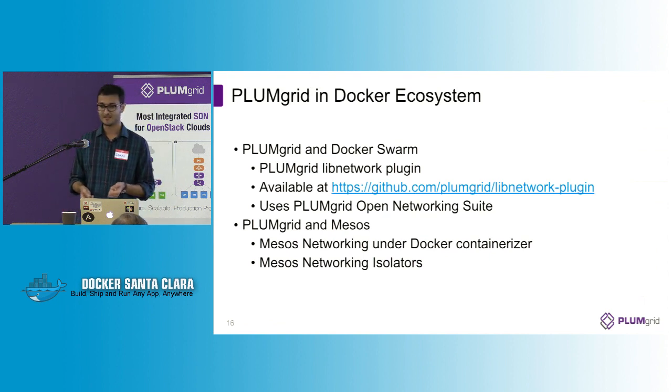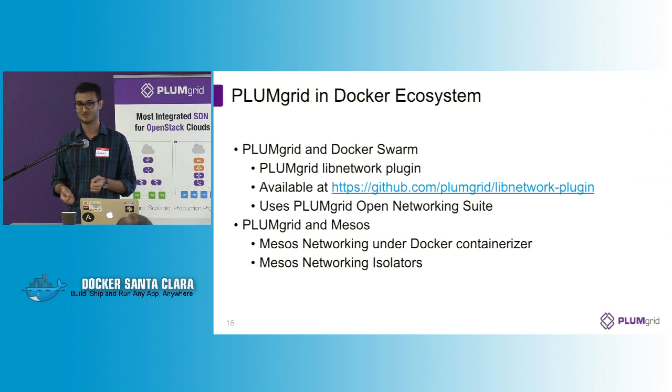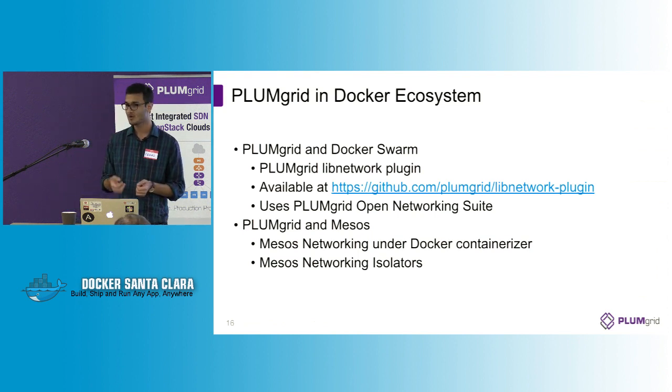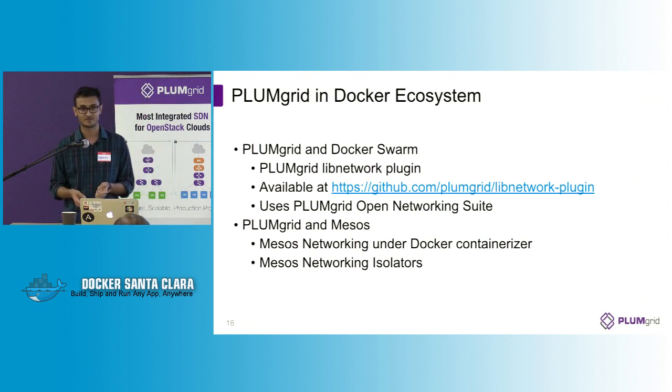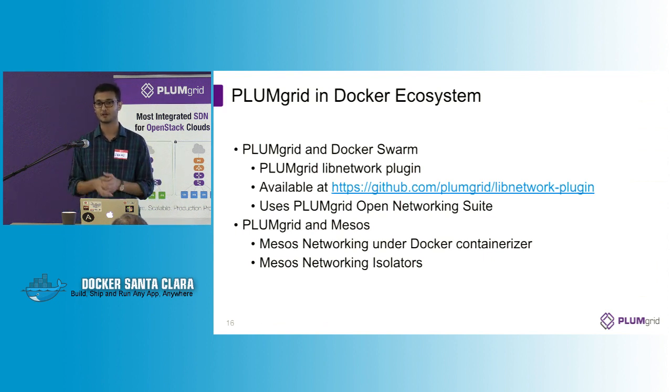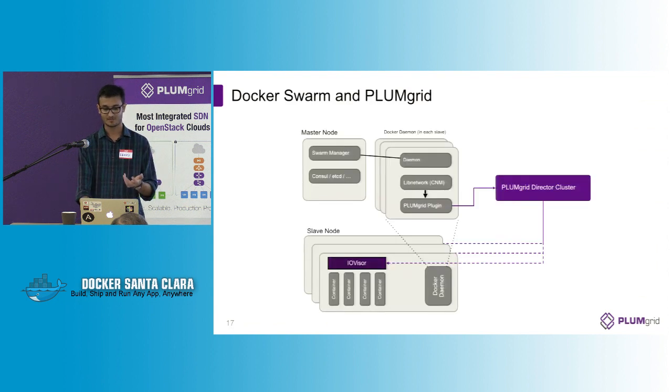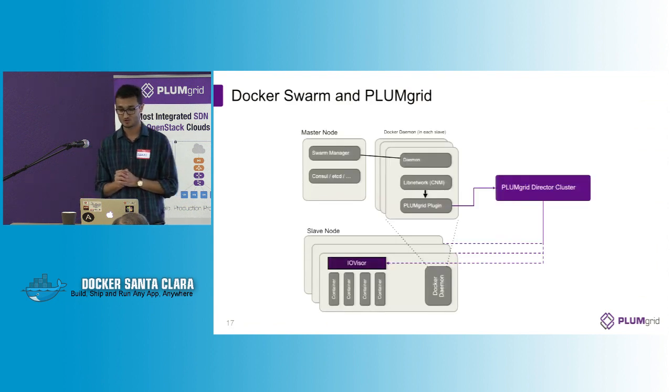Then PLUMgrid Mesos. PLUMgrid integrates with Mesos in two ways. Since there are lots of things going on over there, you could integrate PLUMgrid with Mesos using Docker containerizers. Or there is the work going on in the community on network isolators, in which PLUMgrid is also involved, to provision networks using PLUMgrid ONS in the Mesos space. With that, I'm going to give a demo today on Docker Swarm and PLUMgrid.